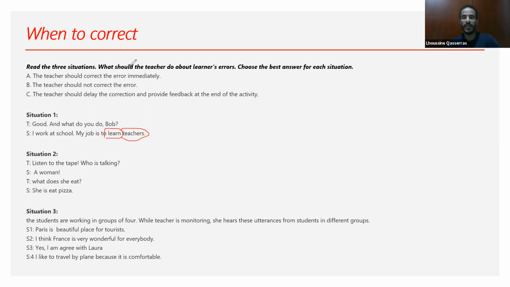So if my learner says she eats pizza, yes, it's correct for me because I am evaluating, I am testing comprehension and not grammar or structure. So I would go number one for B and C as well. But the best for me is B. I don't correct.